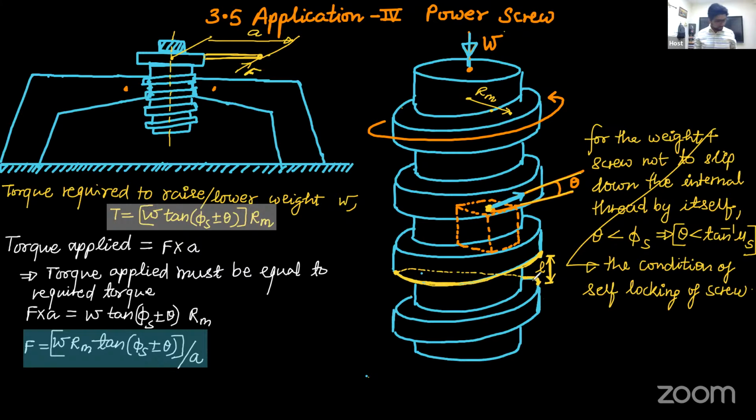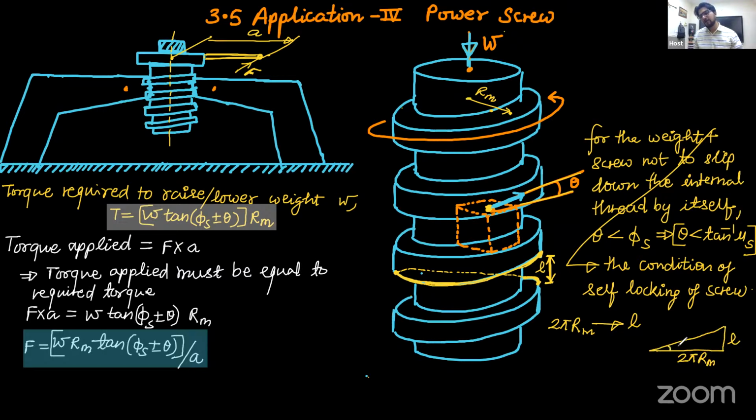Tell me. Sir, 2 pi r. The 2 pi rm, exactly. So corresponding to 2 pi rm horizontal movement, the vertical movement you achieve is L.